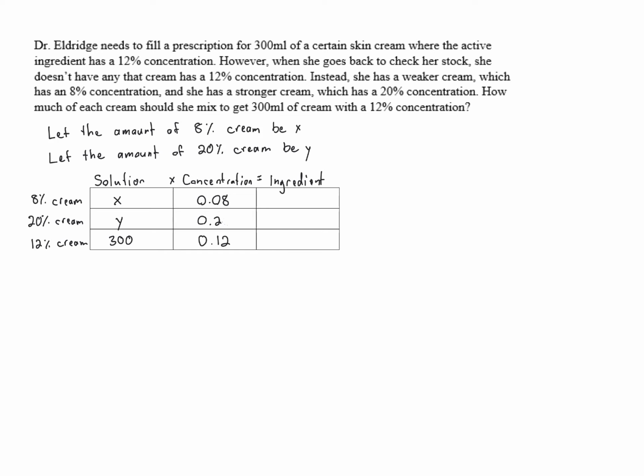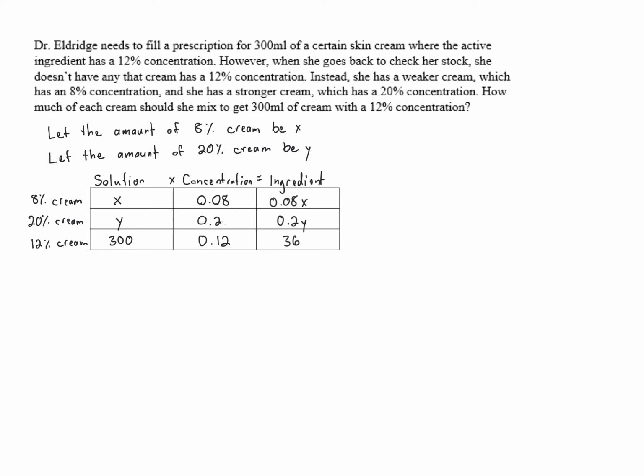Now for the last column, to find out the ingredient, we multiply the solution times the concentration. So for the first row, X times 0.08 is 0.08X. For the next one, Y times 0.2 is 0.2Y. And in the last one, 300 times 0.12 is going to be 36. Now that we've filled out everything inside the table, including the information for the mixture, we're ready to write our system of equations to model the situation.